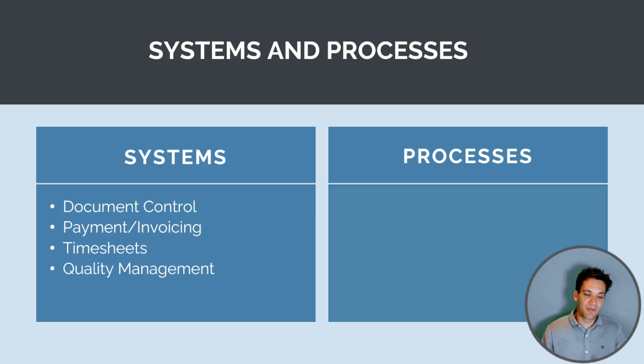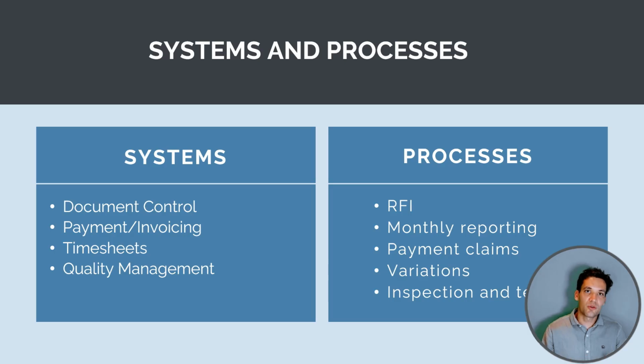So process is something like an RFI process. So what do we do when we want to change the design? What does our monthly reporting look like? How are we going to manage payment claims? Who's going to prepare and submit payment claims? Who's going to prepare variations? What do variations look like? Do we have a template?